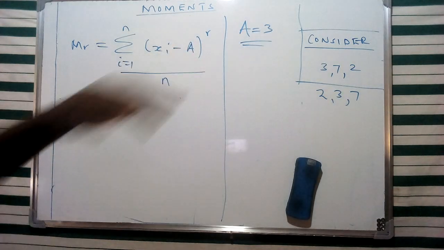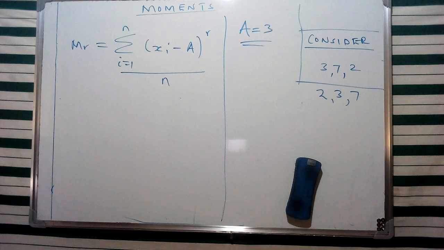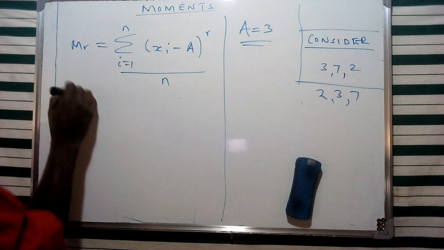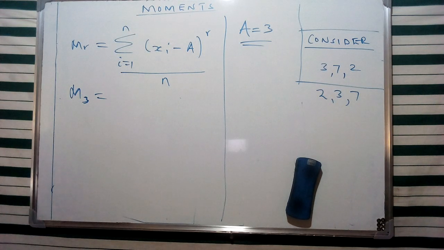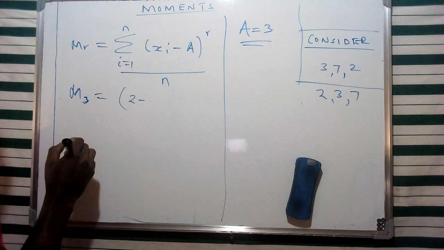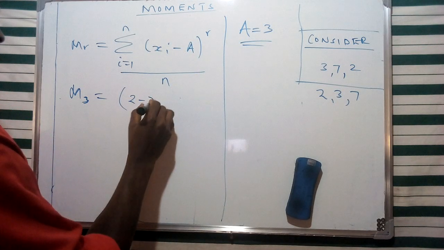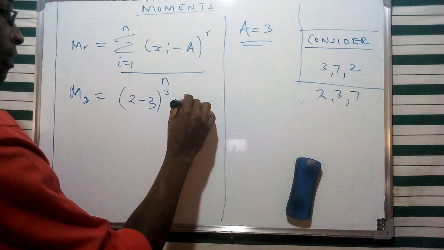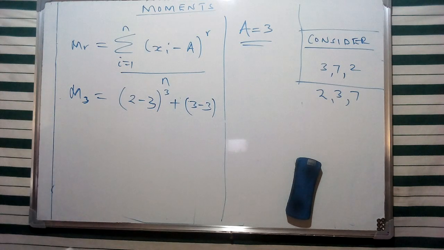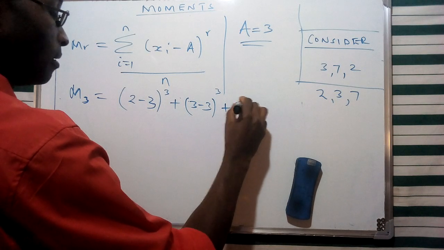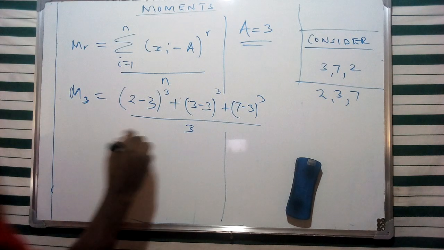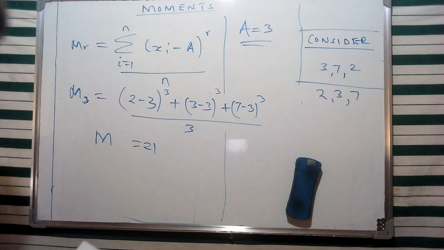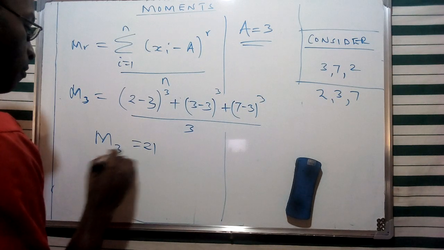So suppose we are requested to find perhaps the third moment about this specific number, a equivalent to 3. We're just going to do a direct substitution, and this is going to give us the value of m_3, the third moment about this number, which is the summation of the differences between these specific values and a. So this is going to be 2 minus 3, plus 3 minus 3, each raised to power 3, plus 7 minus 3 raised to power 3, all over n, where n is equivalent to 3, and this is going to give us the value of 21. So the third rth moment about a particular value a is, of course, equivalent to 21.